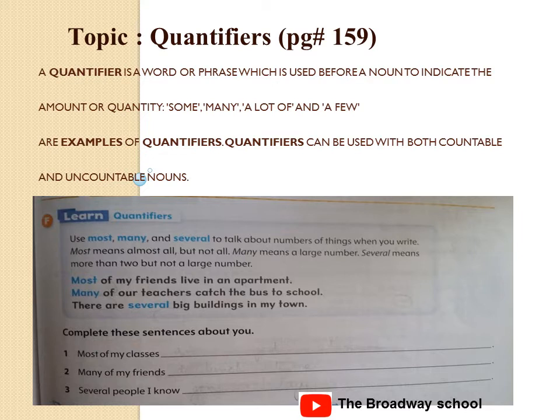Okay, now you have to complete these sentences about you. Number 1 is: most of my classes dash. Many of my friends dash. Several people I know dash. You can write anything to complete the sentence.